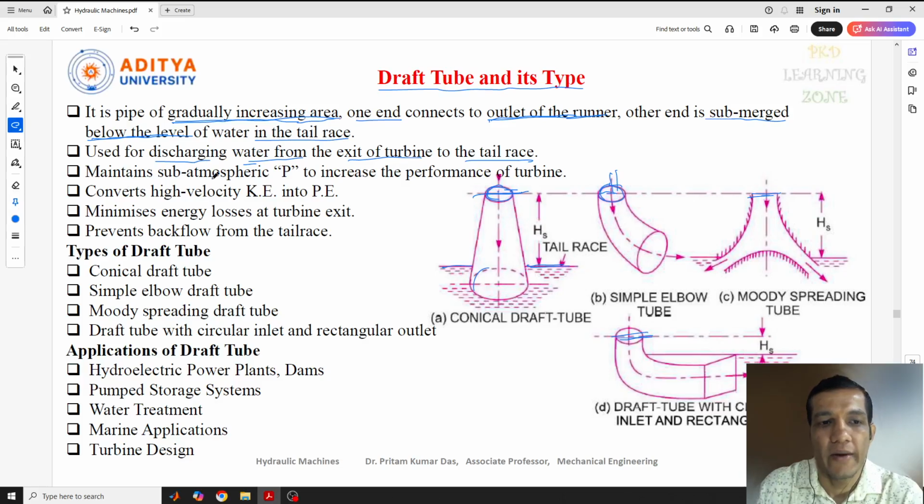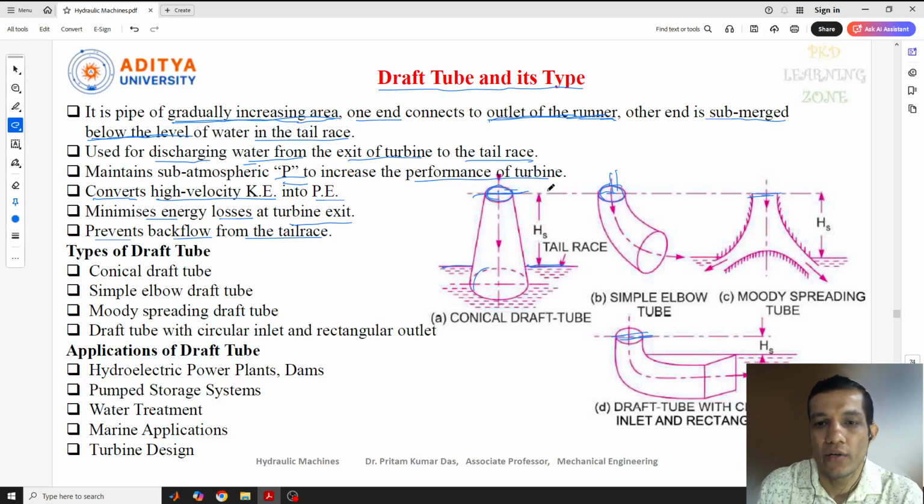What is the function of this? We can say it maintains subatmospheric pressure to increase the performance of the turbine. As I told you, there is a low pressure inside the runner when the water comes out from it, so the draft tube helps to increase the pressure. The draft tube converts the high velocity kinetic energy into pressure energy, it minimizes the losses at the exhaust of the turbine, and it prevents backflow from the tail race. Water won't go back from the tail race to the inside.